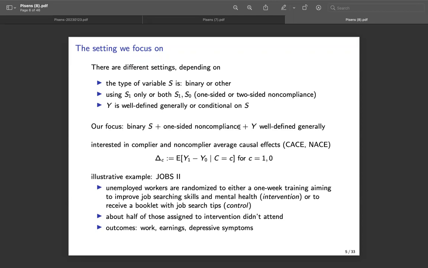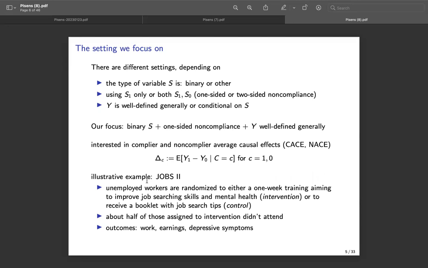So in this simple setting, there are two principal strata: the people who would take the treatment if they are offered, who we call compliers, and the people who would not take the treatment if offered the treatment, who we call non-compliers. And we have two principal causal effects: the complier average causal effect and the non-complier average causal effects. And we think of them both as delta C, which is the effect on stratum little c, where C equals 1 means compliers and C equals 0 means non-compliers.